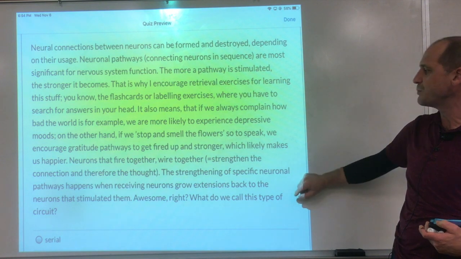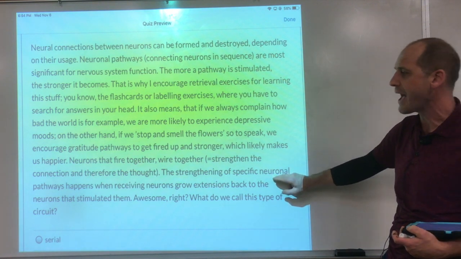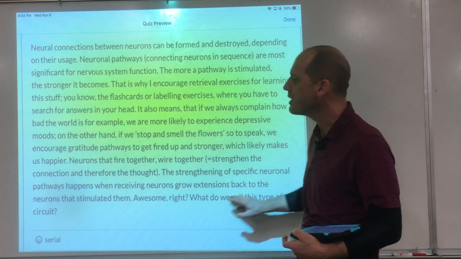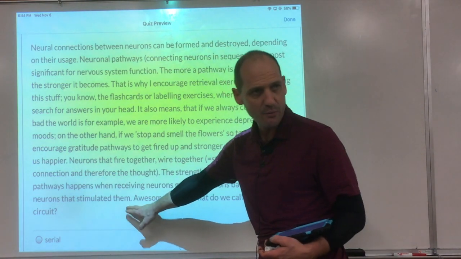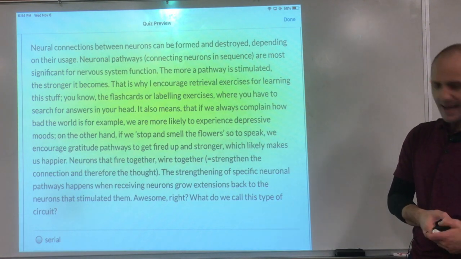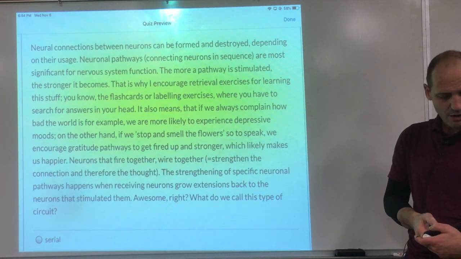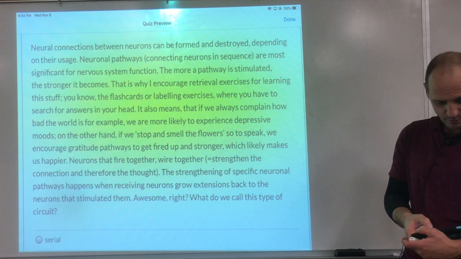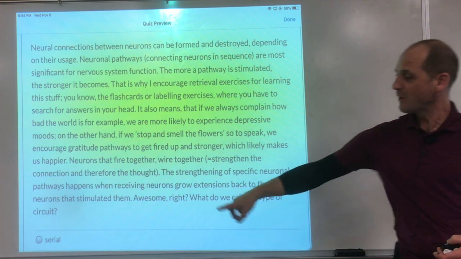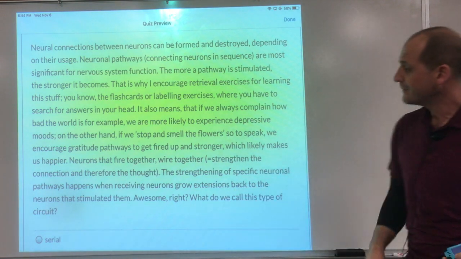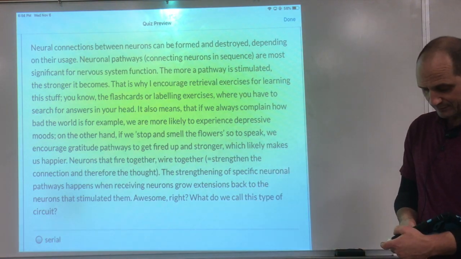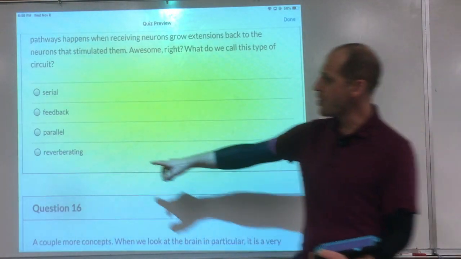The strengthening of specific neuronal pathways happens when receiving neurons grow extensions back to the neuron that stimulated them. Awesome, right? What do we call that type of neural circuit? It's a little delayed here. Reverberating circuit.